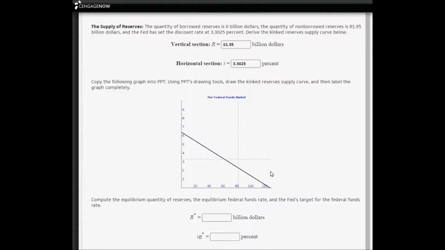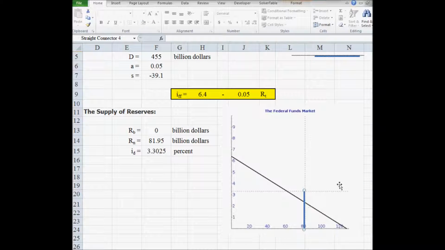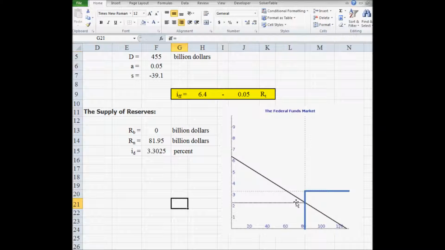I've copied this into Excel. This is the diagram that was copied in from Cengage now. The vertical section of the supply curve is that part of the cross. The horizontal section of the supply curve is this part of that dashed cross. And the equilibrium federal funds rate is about 2.3. The equilibrium federal funds rate is the interest rate that results when demand crosses the supply curve, which happens on the vertical section of the supply curve.